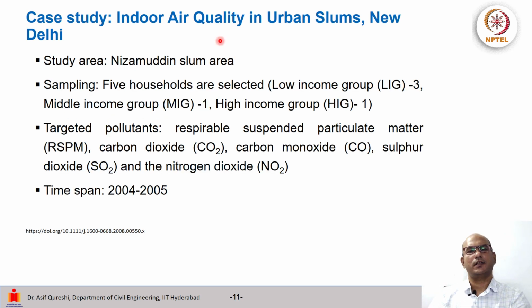In another study, indoor air quality in the urban slums of New Delhi was studied. The area was around Nizamuddin, and 5 households were selected: the low income group, which had 3 houses, and one each in the middle and high income group. Researchers studied a range of suspended particulate matter, carbon dioxide, carbon monoxide, and also some other compounds in the period 2005 to 2010.